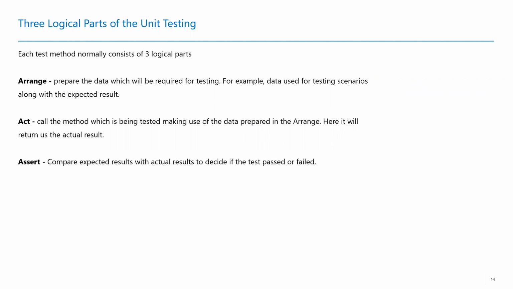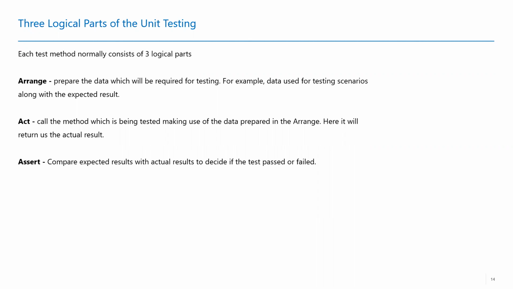Now let's talk about the three logical parts of unit test cases. You will always see the AAA pattern: arrange, act, and assert, normally consisting of these three parts. In the arrange, you basically prepare the data which will be required for your unit testing, for example data used for different scenarios. Depending on your scenario, you have to prepare or arrange that data.